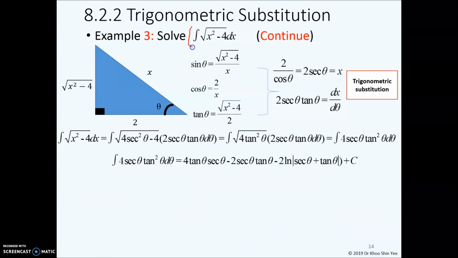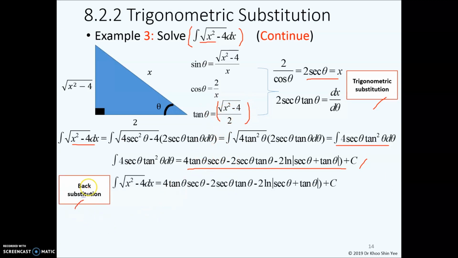Let me revise it. Initially you have this component, you want to solve this integral, and then we know that we have to let x equal to 2 secant, which is the trigonometric substitution. After you substitute inside, you get into this form, and you continue to integrate. Now you can simplify this term into this. So this answer is in tangent and secant, where you should continue to do the back substitution to get back the x.